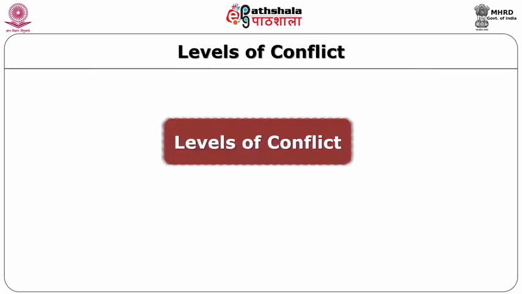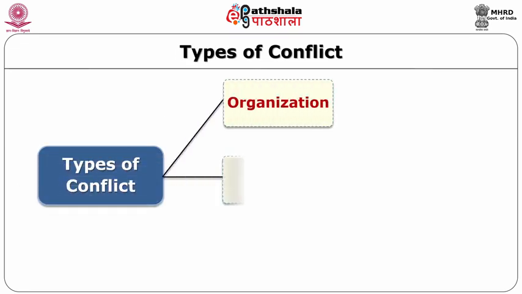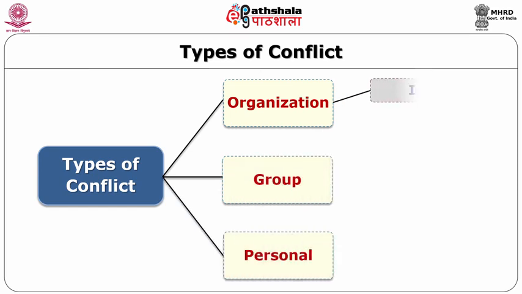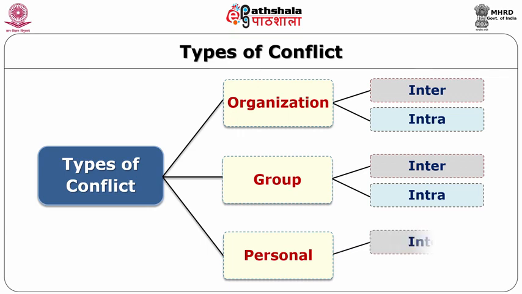Now, let us try to understand the levels and types of conflict. When we are talking about levels of conflict, conflict can be at different levels. For example, conflict can be at individual level, group level and organizational level. So, when we are talking about conflict at three levels, that is individual, group level and organizational level, then it has different types.